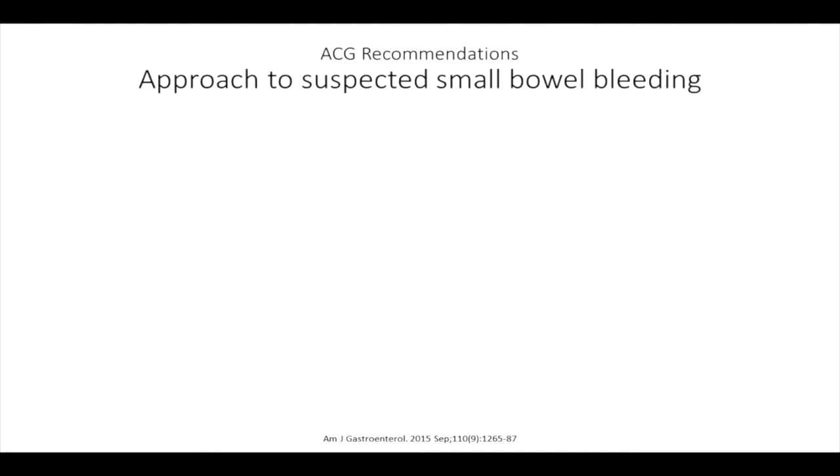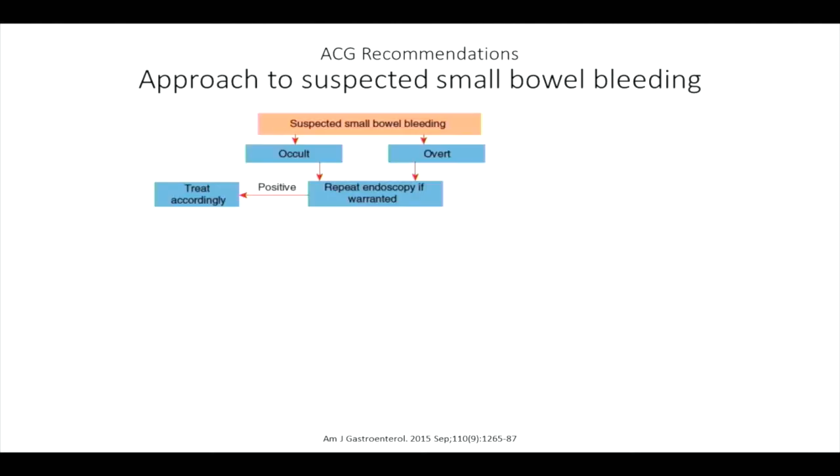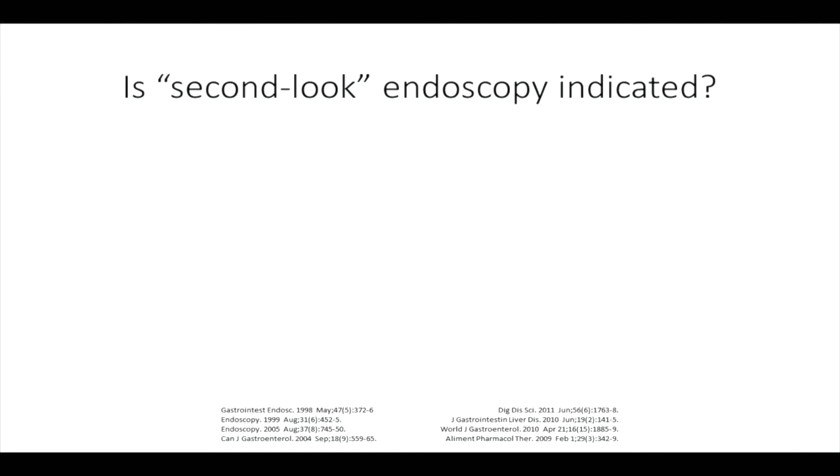So the way that I'm going to approach this is by focusing on the ACG recommendations that came out a couple of years ago, which were really fantastic and really worth reading through. So when looking at a patient where you suspect small bowel bleeding, whether it be overt or occult in this patient, the first step the ACG proposes is potentially repeating an endoscopy. So is this really necessary?